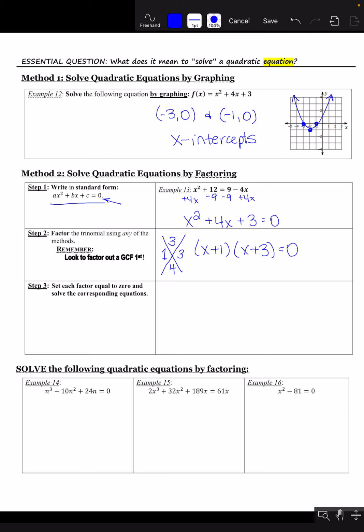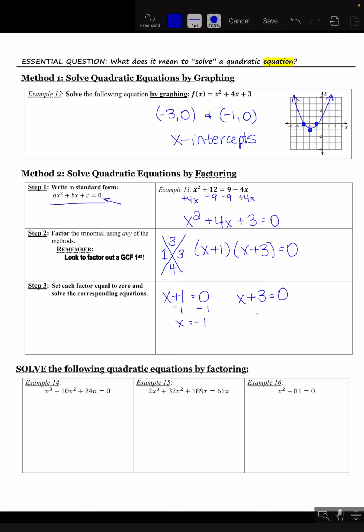And so up until this point on the front page, that's all you did and you could stop. Now we're adding a final step, and that's where you set your factors equal to 0. So we'll set x plus 1 equal to 0 and x plus 3 equal to 0. The important thing when you're solving is to set anything with a variable equal to 0. So even if your GCF ends up having an x. And then lastly, we will solve.